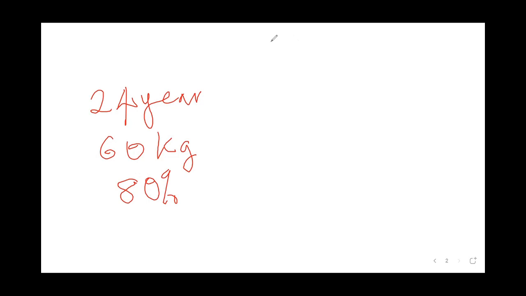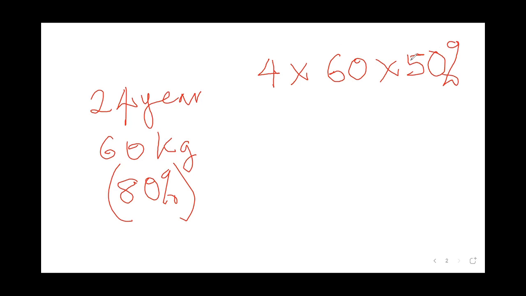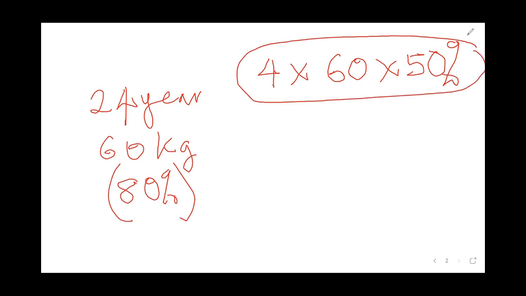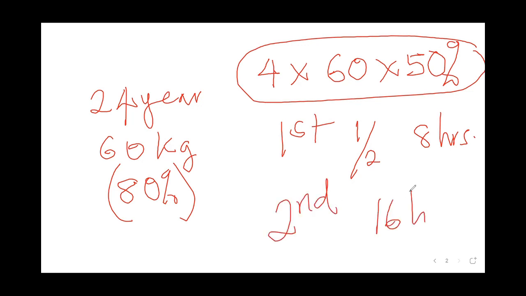So using the Parkland's formula, the fluid requirement will be 4 times weight, which is 60, times percentage burns. Because his percentage burns, which is 80, is more than 50%, we will use 50 as the maximum. Because the total extracellular loss does not exceed 50%. So this is his fluid estimate. So the first half of what you calculated will be given in 8 hours from the time of burns. The second half will be given in the next 16 hours from the time of burns. Okay.